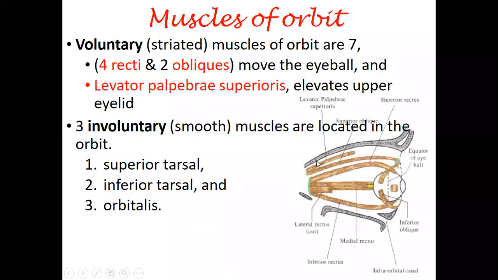So this one is levator palpebrae superioris. This one is superior oblique muscle. This one is superior rectus. This is lateral rectus, medial rectus, inferior oblique. So these are 7 extraocular muscles which are striated or voluntary.